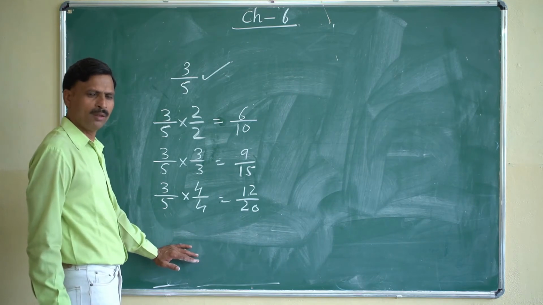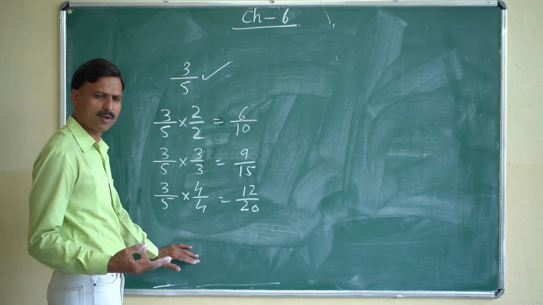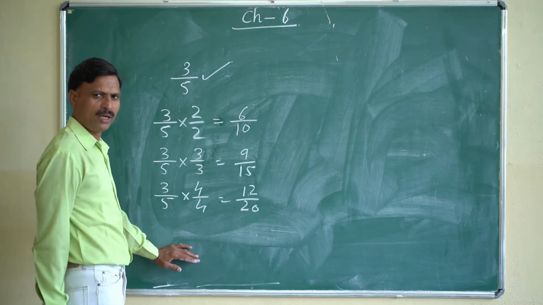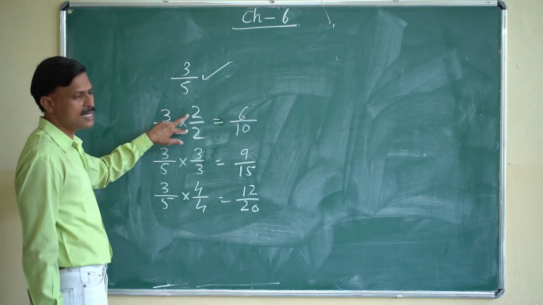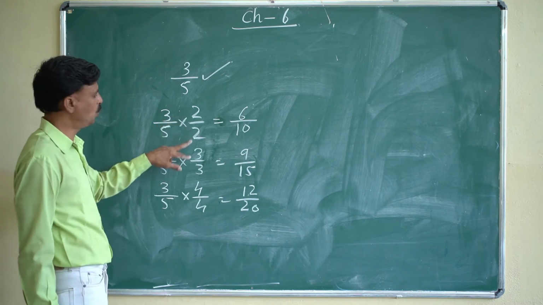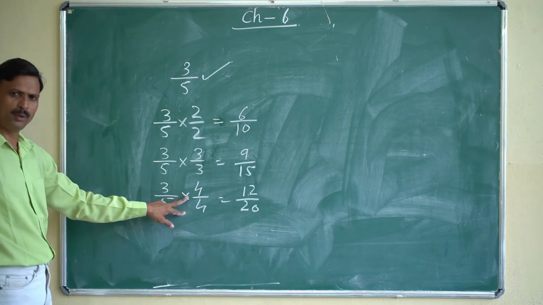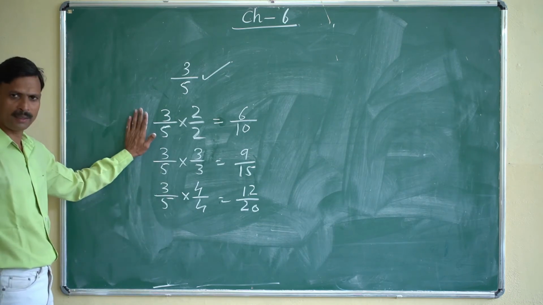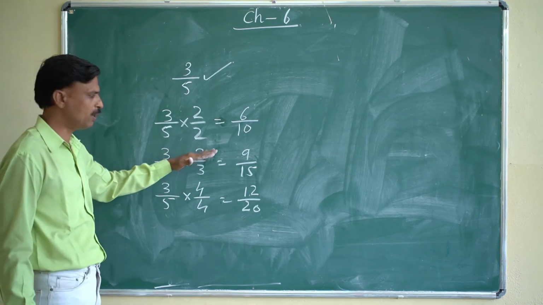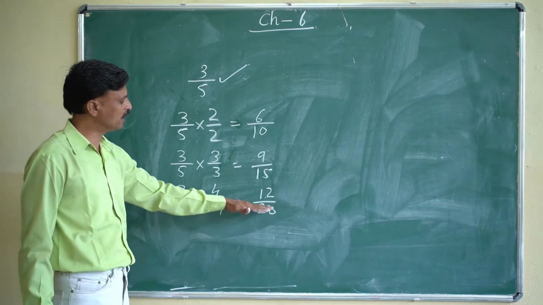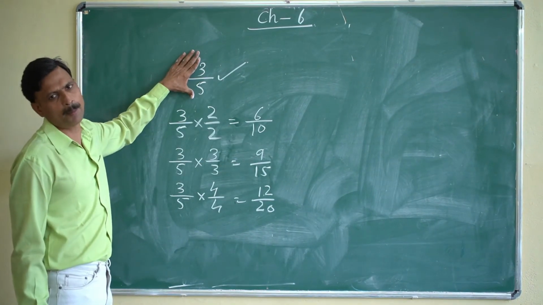Okay? Got it? You can find the 3rd equivalent fraction, 5th, 6th, by multiplying the numerator and the denominator by the same number: by 2, by 3, by 4. Got it? Any doubt, confusion? No. It's very easy, right? You can multiply the numerator and denominator by the same number. Whatever fractions you get, these all will be equivalent fractions of the given number.